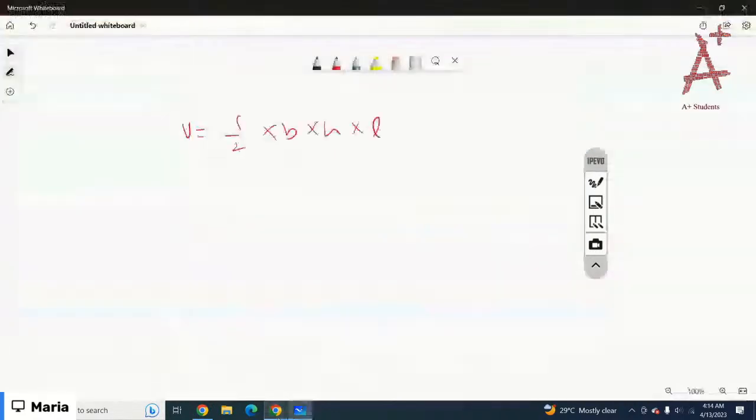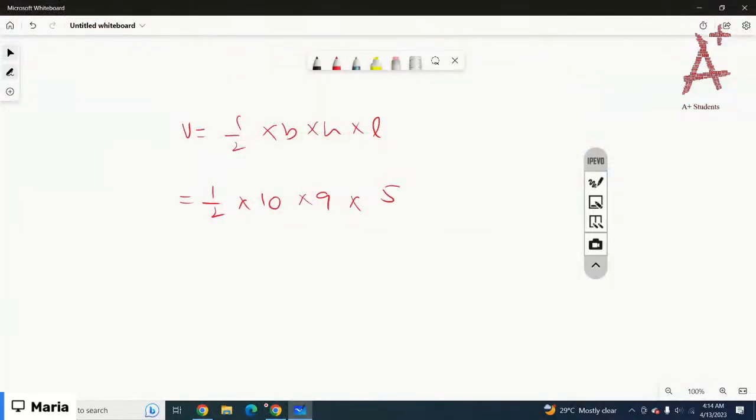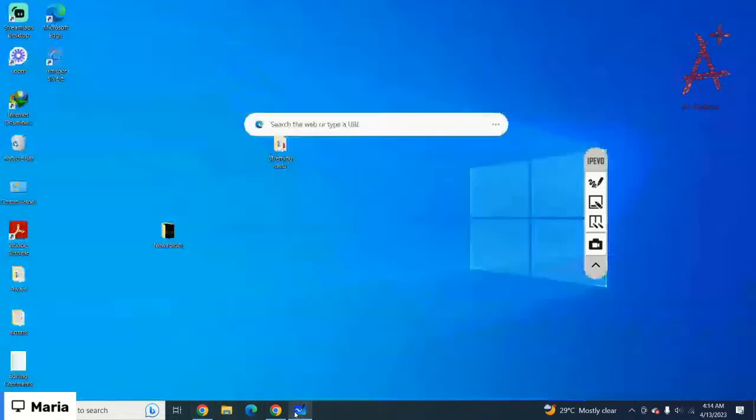They are 10, 9, and 5. So 1 times 1/2 times 10 times 9 times 5, I think. Yes. It would be 90 times 5 is 450, divided by 2.